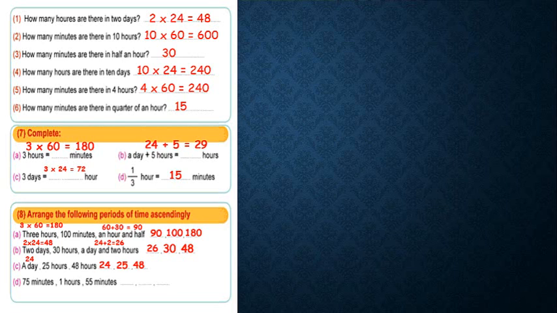1 hour and 55 minutes. What do you think? Here we are going to convert the hour into minutes. 1 hour means, yes, excellent, 60 minutes. What do you think? What are the smallest minutes here? Yes, excellent, 55. So we are going to start with 55 minutes, then 60 minutes, then 75 minutes.